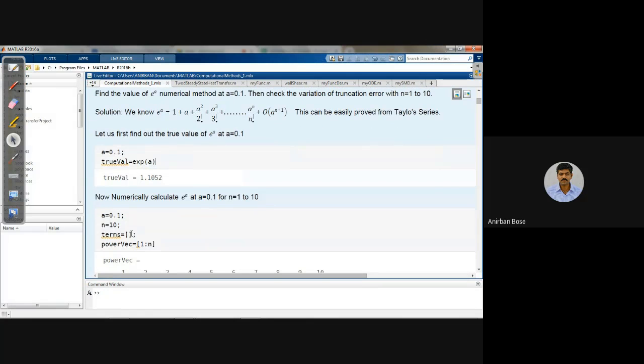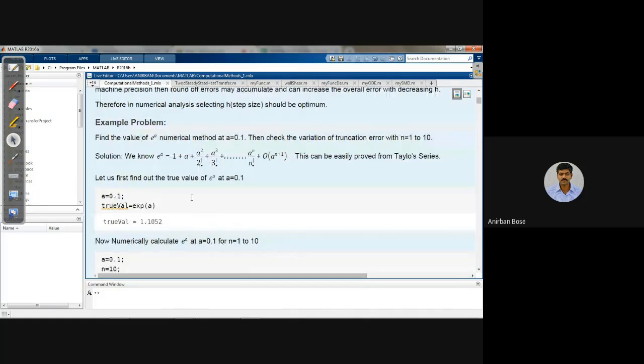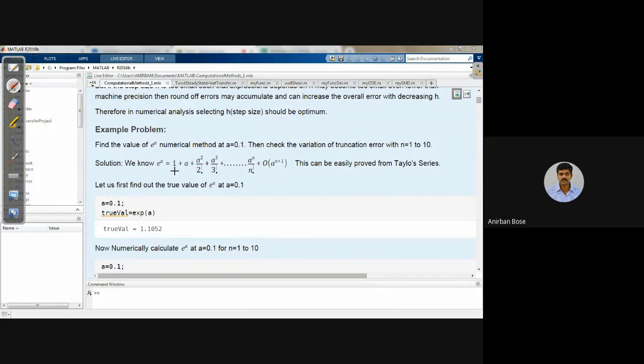So terms, initially we have created a blank array, as you can see. Now we have defined power vector. Power vector means the power of each term. You can see that the power of each term is basically what? Here you see a to the power 1, a to the power 2, a to the power 3. So powers are basically the integers starting from 1 to n. We are excluding the initial one right now. We are not considering it. We'll take it separately. So these are basically the powers.